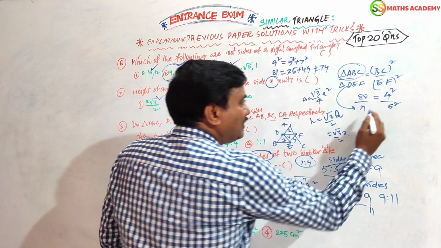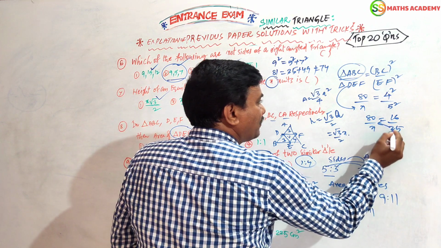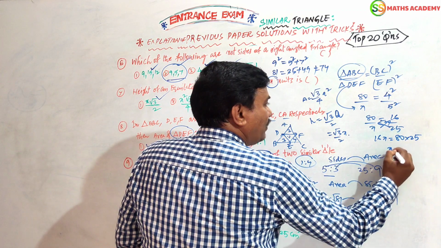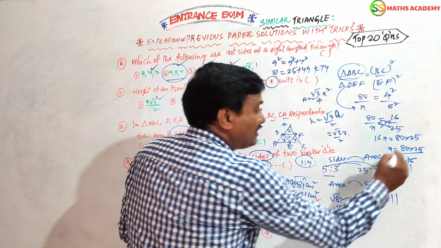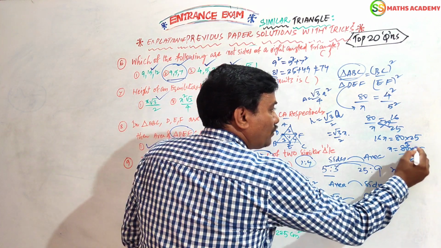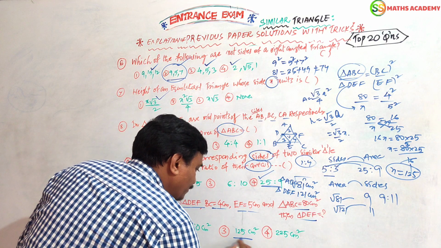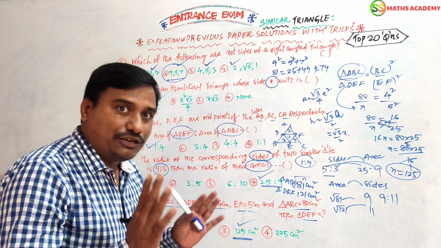Put x. 80 by x equals 16 by 25. Do the cross multiplication. Here 16x equals 80 into 25. Now x equals 80 into 25 by 16. 16 into 5 is 80. So 5 into 25 is 125. Simple, the answer is 125.